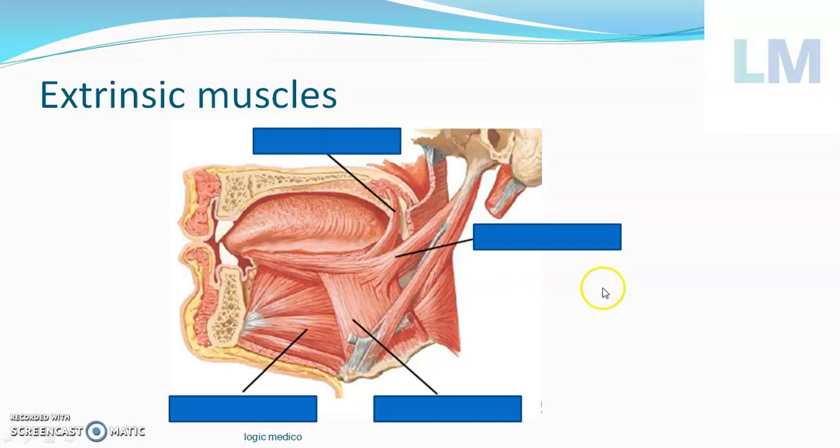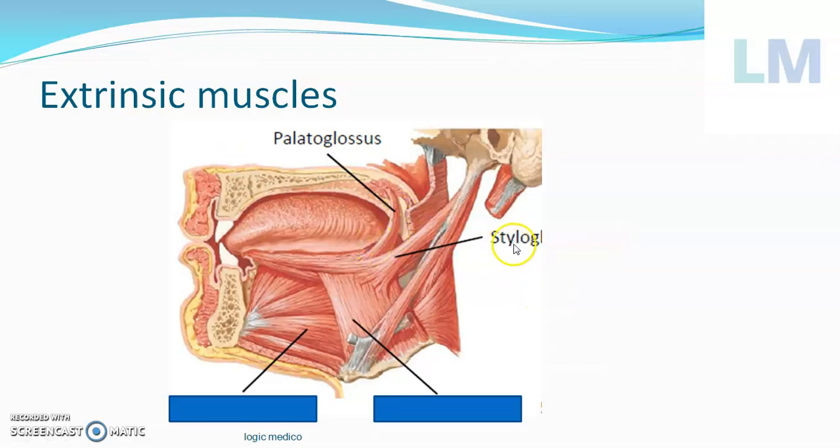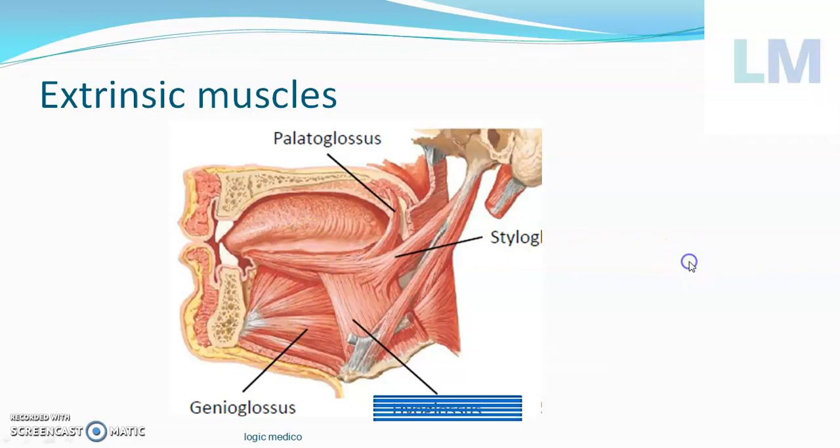So coming to the extrinsic muscles of the tongue: palatoglossus from palate to the tongue, styloglossus from styloid process to the tongue, genioglossus from genial tubercle of mandible to the tongue. This bulky muscle is called genioglossus. Hyoglossus from hyoid bone to the tongue. All these muscles are extrinsic muscles.